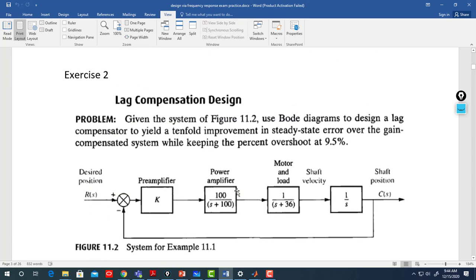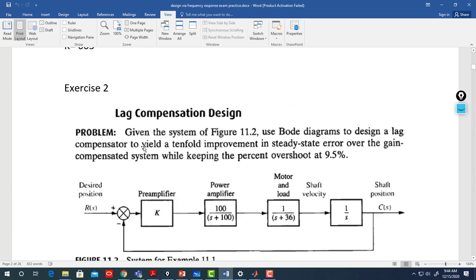Am I satisfying the other requirement? What is the other requirement? Design a lag compensator to yield tenfold improvement in steady state error. Now you know, even if they don't tell you lag compensator, just they tell you design a compensator to yield a tenfold improvement in steady state error. Which controller improves the steady state error is the lag compensator. You can add PI controller as well. But here we decided to add lag compensator because we will practice lag compensator more than other compensators. We are good enough in PI controller design and so on, especially in Simulink.